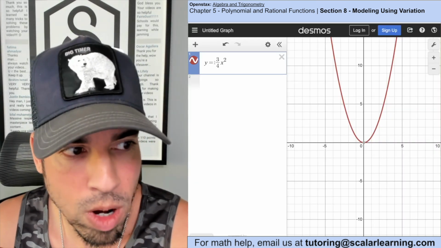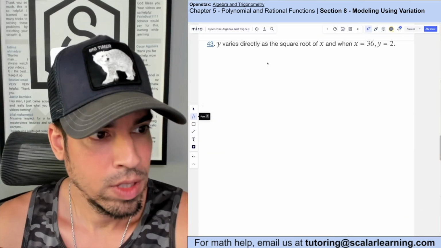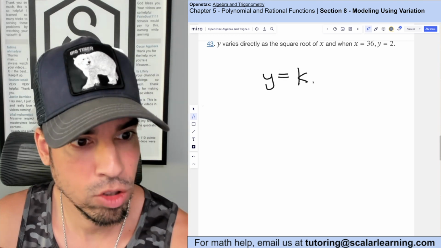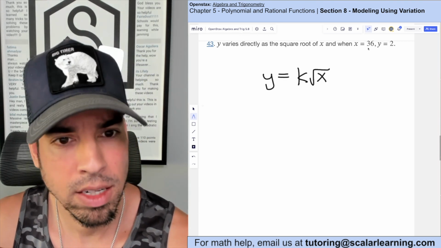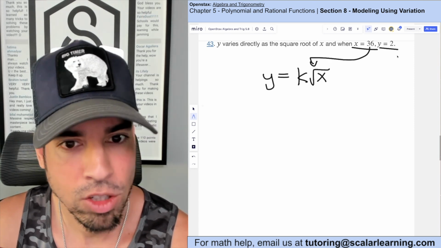So here's the equation, y equals 3/4 x squared. It's that nice parabola. Boom, done. So for this one, it says y varies directly, again, k times the square root of x, and then it says, when x equals this, y equals this. So we can plug these values in to solve for k.